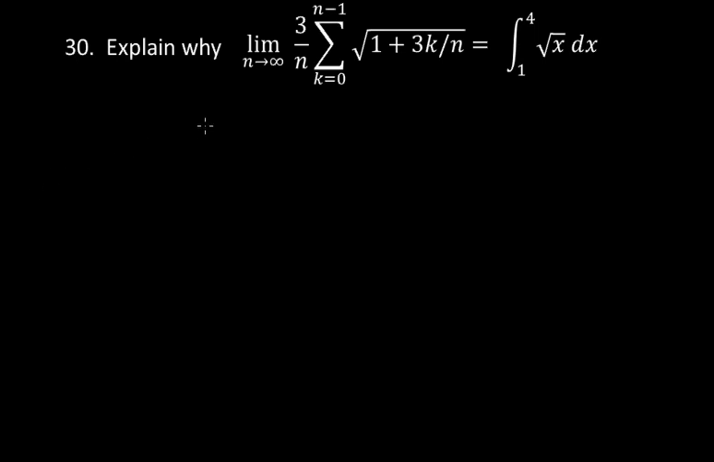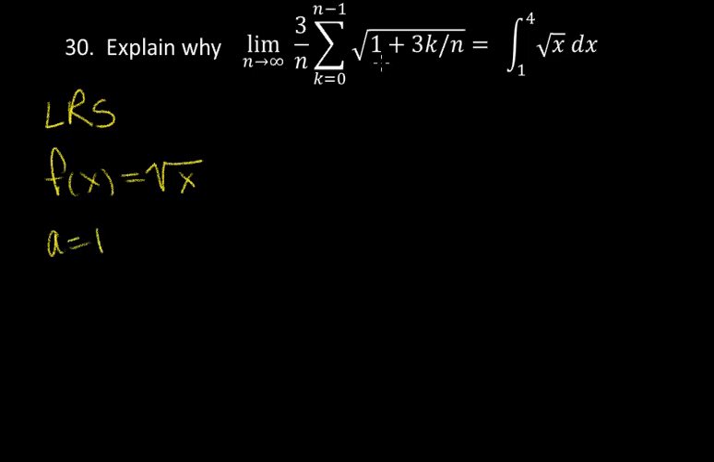The next problem is number 30 in your text. Explain why, again, another sum here, looks like a Riemann sum. In fact, k goes from 0 to n minus 1. This looks like a left Riemann sum, doesn't it? And this part here, well, it's the square root, so that's easy. f of x is equal to the square root function. This is a left Riemann sum for f of x equals the square root of x.